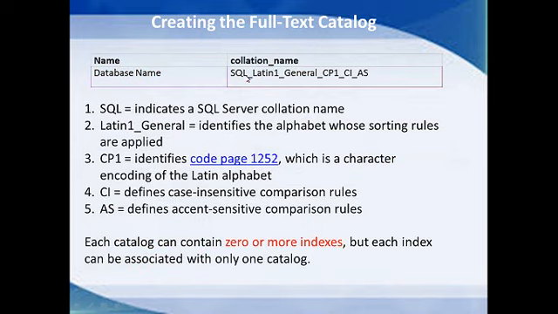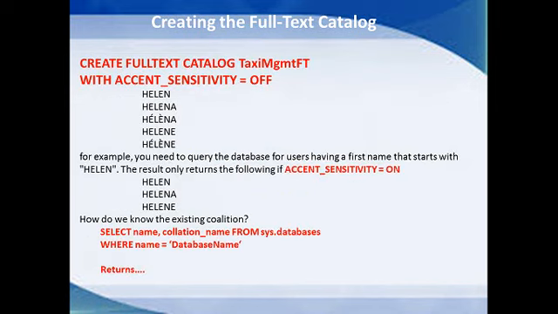As you can see here, SQL indicates a SQL Server collation name, and Latin1_General identifies the alphabet whose sorting rules are applied. CP1 identifies code page 1252, which is a character encoding of the Latin alphabet, CI defines the case sensitivity comparison rule, and AS defines accent sensitivity. So we can check whether accent sensitivity is on or off within a database by using this syntax.